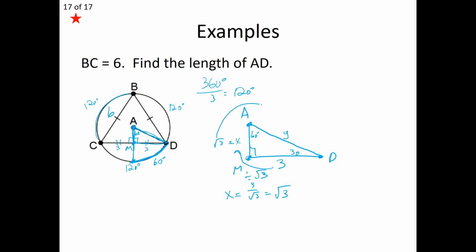Now to go from our short leg to our hypotenuse, remember that you have to double it, just multiply by 2. So we take our short leg, root 3, and double it, which is 2 times root 3, and there is the length of our hypotenuse, which is AD. So we go back to our original diagram, and we're looking for the length of AD. We found it. The length of AD there is 2 times the square root of 3. And we can relate that using the information we've studied with our circles and tying that into some old relationships with our 30, 60, 90 right triangle.